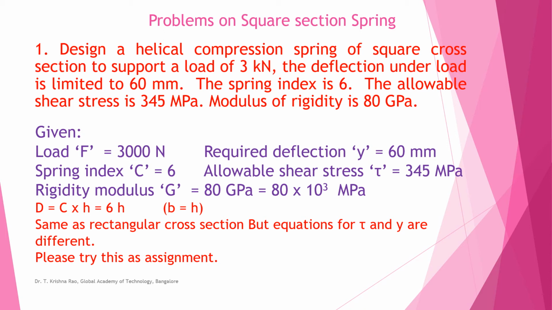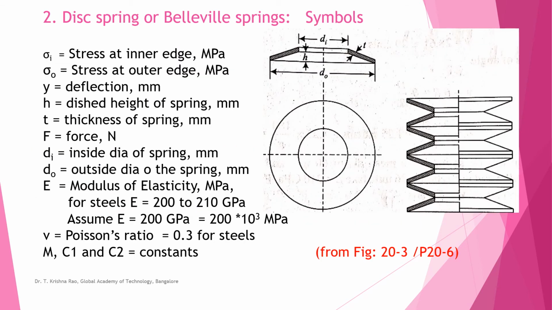If nothing is given, it is always circular. If it is a rectangle, then make sure which side is parallel to the axis and which side is perpendicular to the axis, then we get the side ratio. The side parallel to the axis is always H for a rectangle. So the problems of square and rectangle, please try at home.